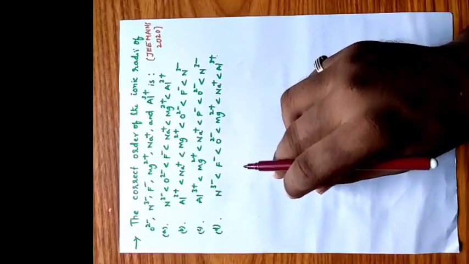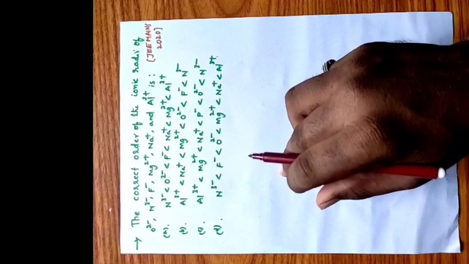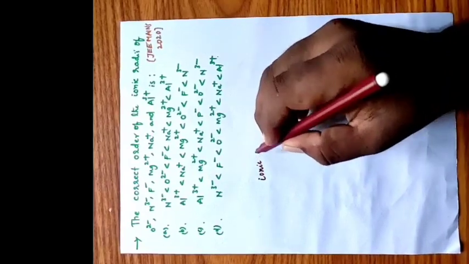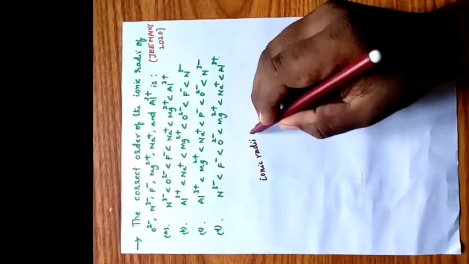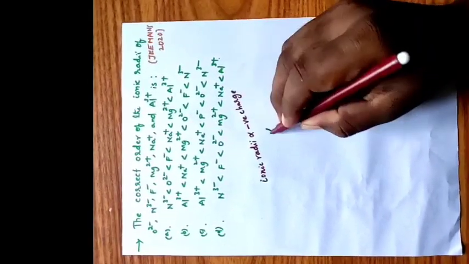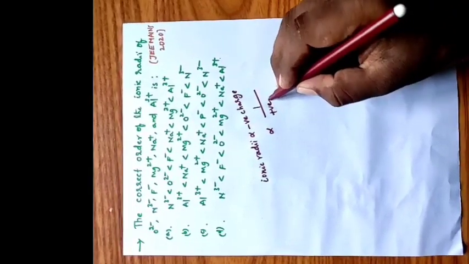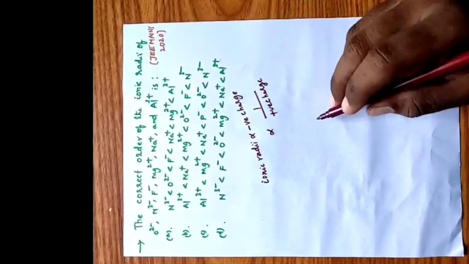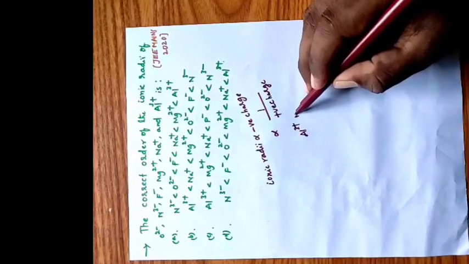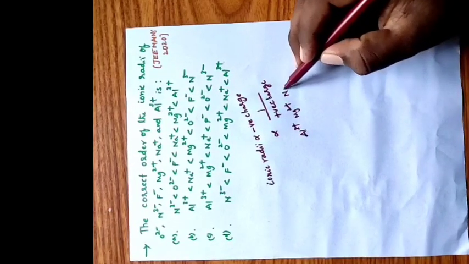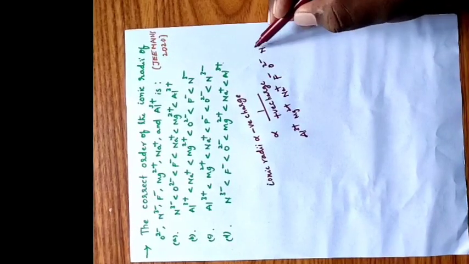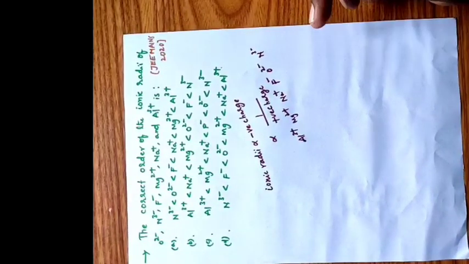Let's discuss one more question. The correct order of the ionic radii of the given species. So the relation is: ionic radius is directly proportional to negative charge and inversely proportional to positive charge. Then here they have given Al3+, Mg2+, Na+, F-, O2-, N3-. These are all isoelectronic species.